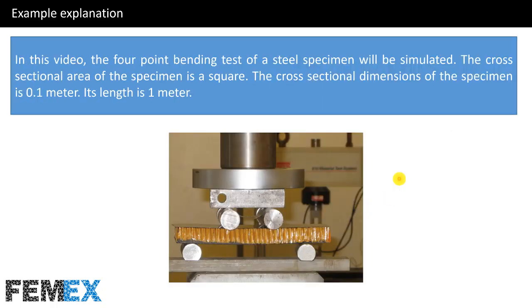In this video, the 4-point bending test of a steel specimen will be simulated. The cross-sectional area of the specimen is a square. The cross-sectional dimensions of the specimen is 0.1 meter. Its length is 1 meter.